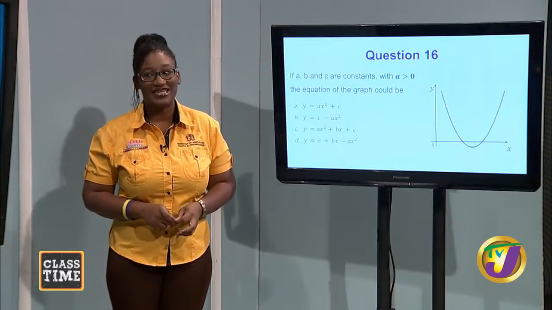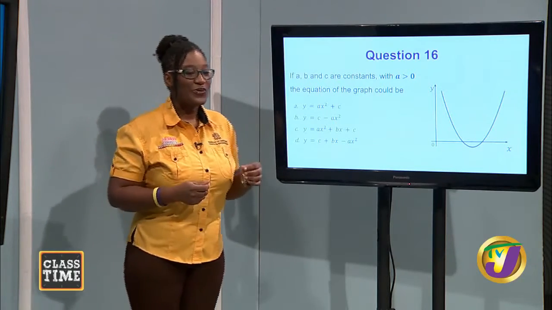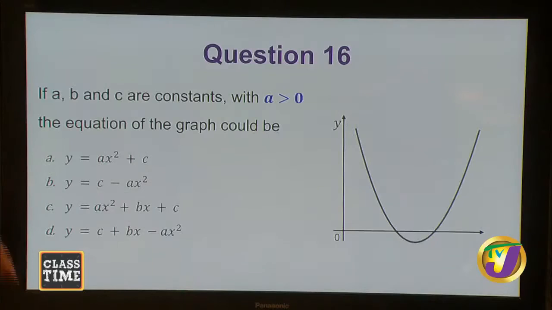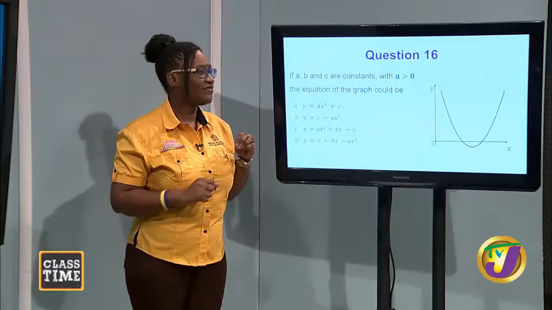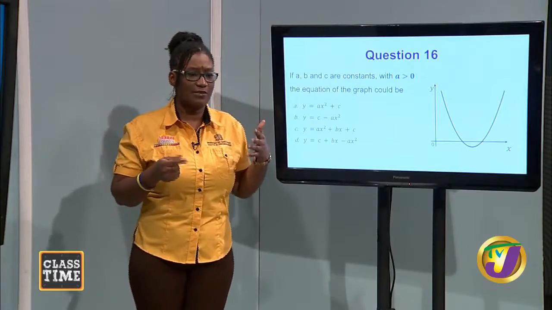Question number 16. Already? Already. So if a, b, and c are constants, and in this case we know that a is greater than 0 for this question, the equation of the graph could be which of these? Okay. Looking at them clearly, they're all quadratic, so no giveaways there. However, what do we notice about this curve?